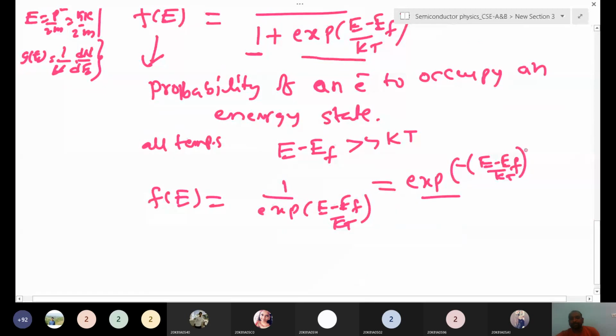Now this is equation 3. Just substitute equation 2, the density of states, and equation 3, the Fermi-Dirac distribution, in equation 1. Equation 1 is the density of electrons. This N means the density of electrons, or you can say the carrier concentration of electrons in the conduction band.